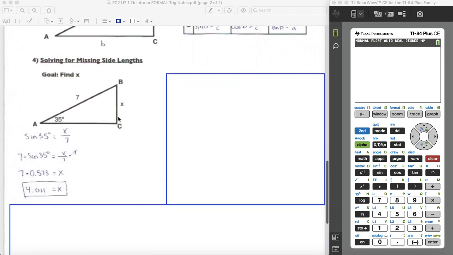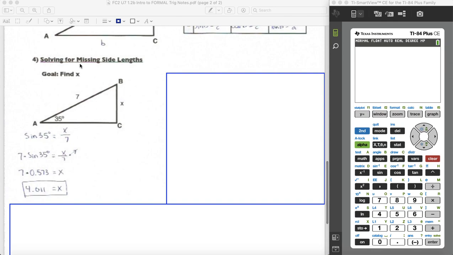So in part 4, you're going to want to get your note sheet out from the previous day that we took notes, or take out the note sheet where you were writing your own notes if you didn't have the ability to print. What I would like you to do is pick up where we left off, on this part 4, solving for missing side lengths. Our goal is to figure out what the side length of x is.